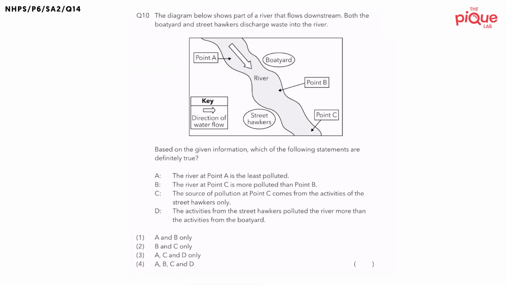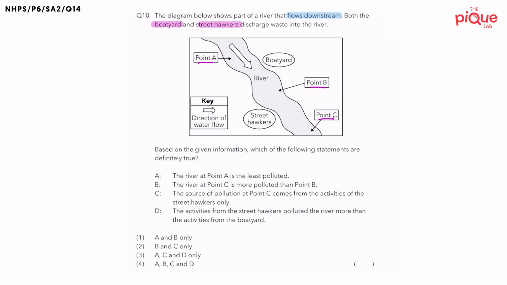Alright, let's look at question 10. The diagram below shows a part of a river that flows downstream. Both the boatyard and the street hawker discharge waste into the river. So over here you have this diagram, and over here you see 3 points, right? Points A, B, and C.